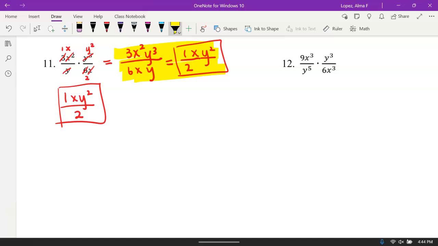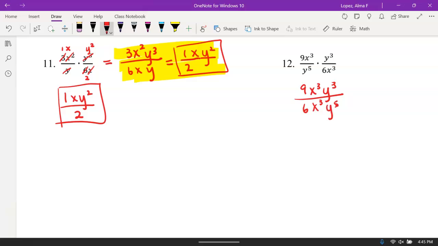Okay, so let's continue. On number 12, and again, all I'm going to do is multiply straight across and then clean up from now on. When I multiply straight across, I'm going to end up with a 9, an x to the 3rd, and a y to the 3rd. By the way, when you have x's and y's, or any letters, multiple letters in a term, try to alphabetize them. It makes it a lot easier to work with. Now, the 6 would go first. The x to the 3rd would go second, and y to the 5th.